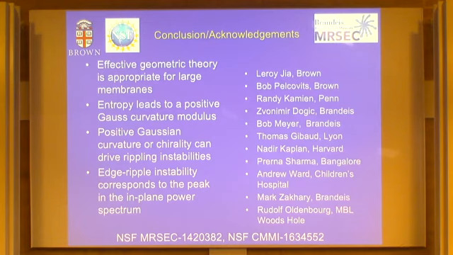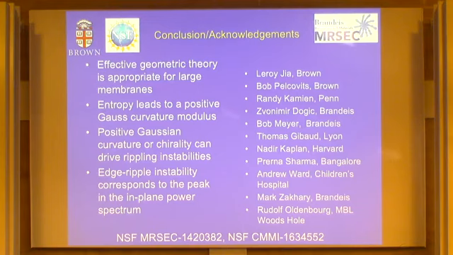So again, the message, and I'll conclude here, is that we have tried to push a simple effective geometric theory as far as we could. It's only going to be valid when that twist penetration depth is small compared to the size of the membranes. We made an argument that for entropic reasons, the Gaussian curvature modulus should be positive, which is not unprecedented, but is somewhat unusual. And then we made a calculation that this rippling instability we think is driven by the Gaussian curvature modulus and the chirality.